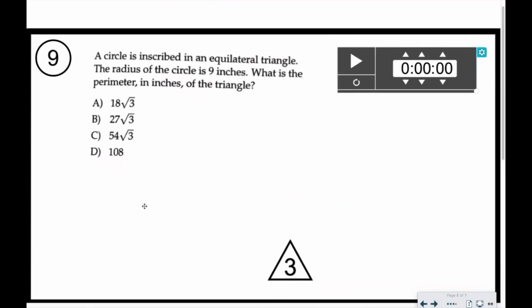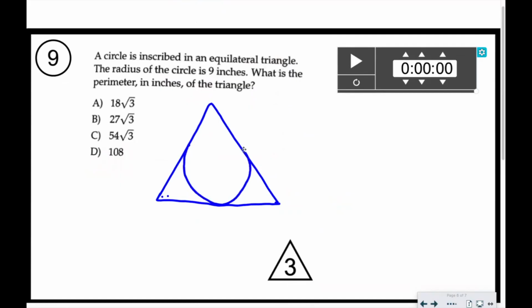All right, let's just do a few more. So, a circle is inscribed in an equilateral triangle. Let's take a look. We got an equilateral triangle, and then we're going to inscribe a circle the best I can. That's decent, I guess. It's good enough. So, the radius of the circle is 9 inches.